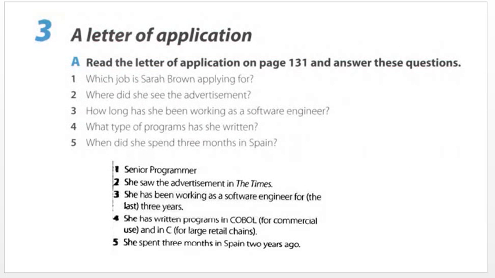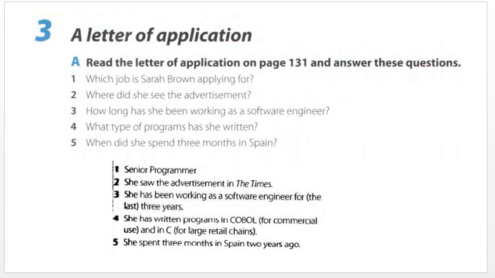Task number 3, a letter of application. Read the letter of application on page 131 and answer these questions. Which job is Sarah Brown applying for? Where did she see the advertisement? These are the questions that you should answer after reading the application letter. How long has she been working as a software engineer? What type of program has she written? When did she spend 3 months in Spain?